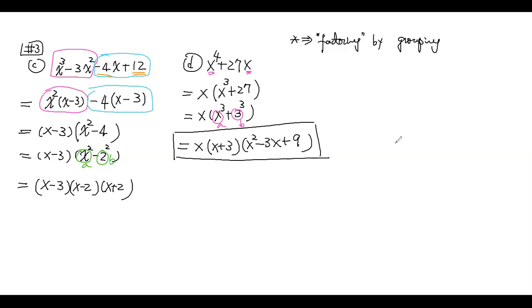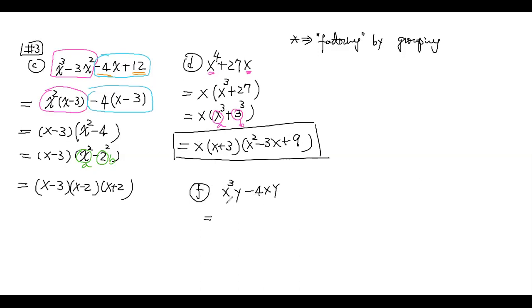Part E here. Let's do part F first. I want to do part E on a separate board because it's very important. Okay, let's do part F. Part F is pretty easy. So it's x cubed y minus 4xy.